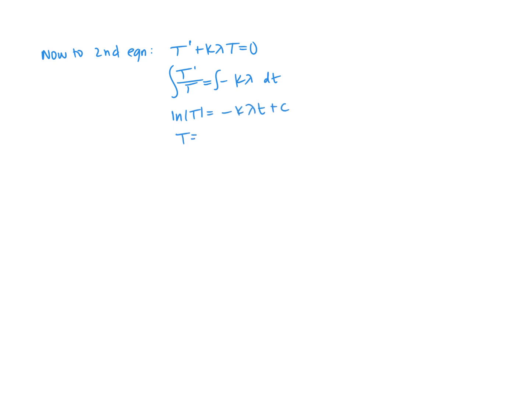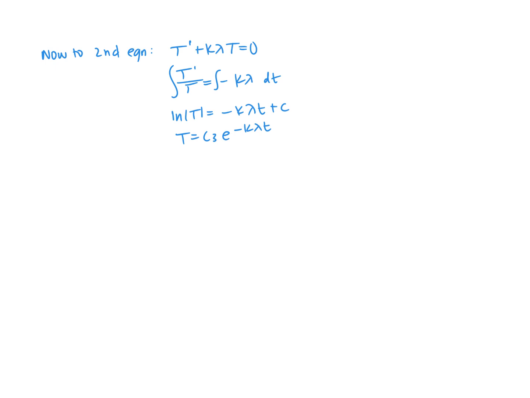So now we're going to go to our second equation. Our second equation being that T prime plus k lambda T is equal to 0. Okay, well, we can solve this by separation. We get T prime over T is equal to negative k lambda. So we are integrating with respect to t, because remember, these are functions of t. So what we get then is natural log of T is equal to negative k lambda t plus some constant. So we get our T then to be c3 e to the negative k lambda t.